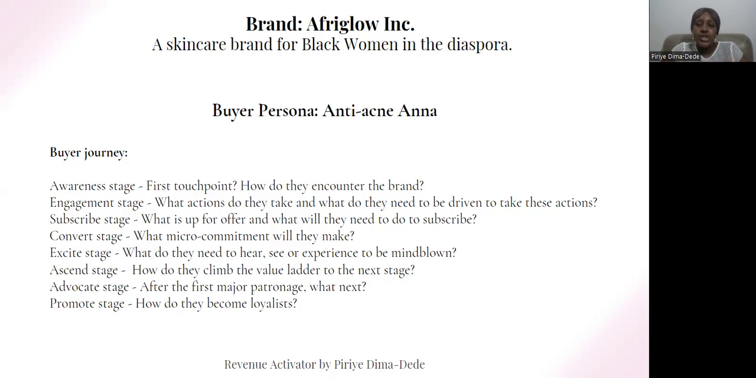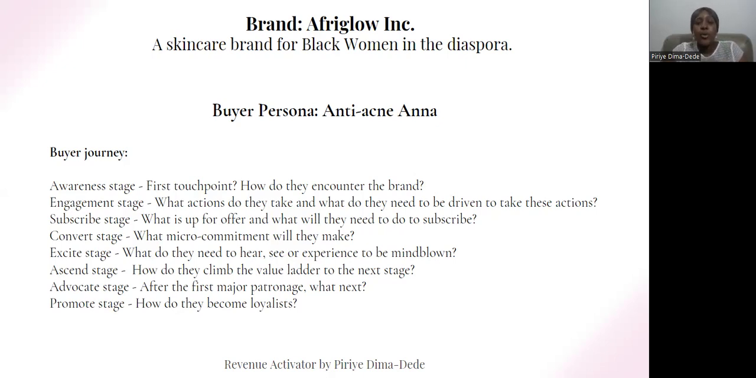And the final stage is the promote stage. How do these people become loyalists? What would happen that your customers would become loyalists of your brand? In Anna's case, she uses the products over 6 months and she sees such a drastic change on her face and on her skin. All of a sudden, she does not need to wear such heavy makeup 24/7. All of a sudden, everyone is looking at her and it's like, and this time they're not saying, oh, you should try this product. Oh, you should try this product.